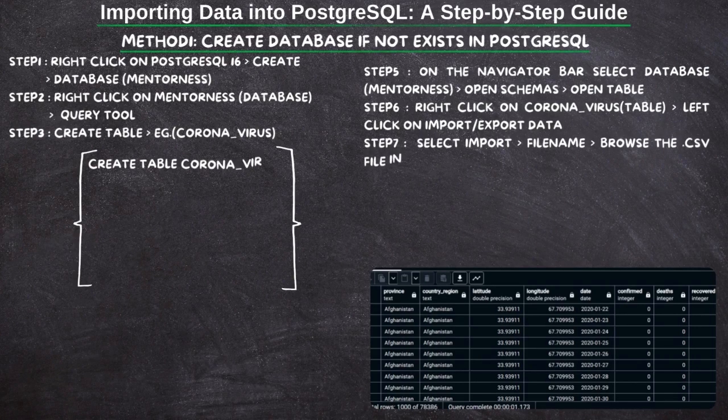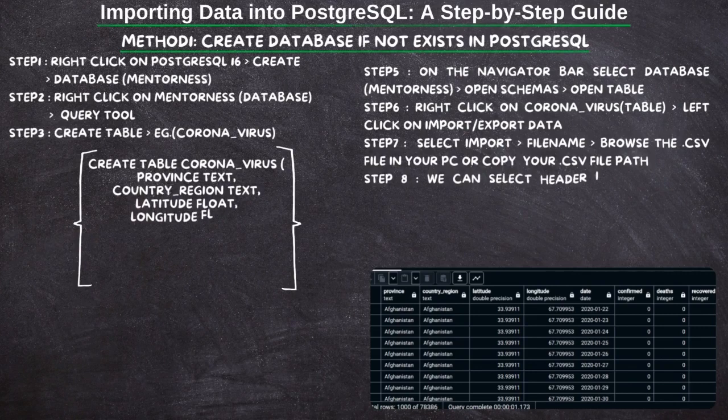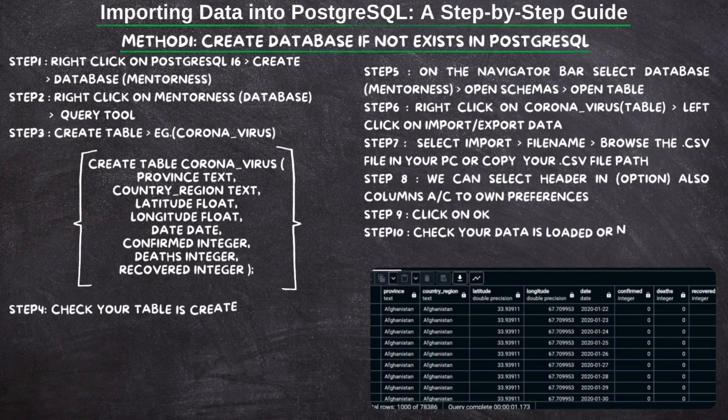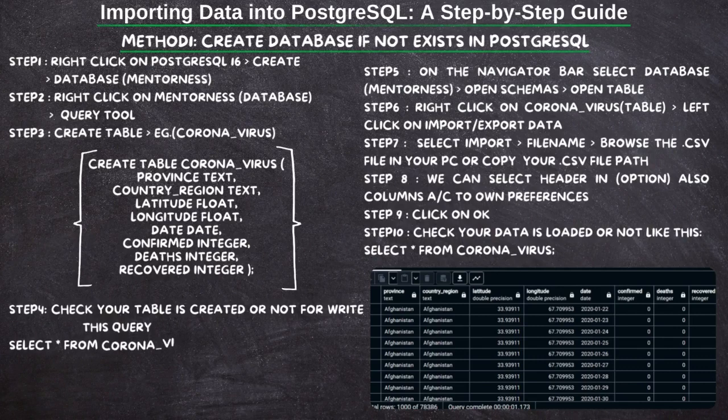But we need to be careful when we are creating tables, like when we have to use text, float, date, and integer. In PostgreSQL, we use text for alphabets, and we use an integer for whole numbers. With decimal numbers, we use a float. After creating our table, we can check if our code is running or not.